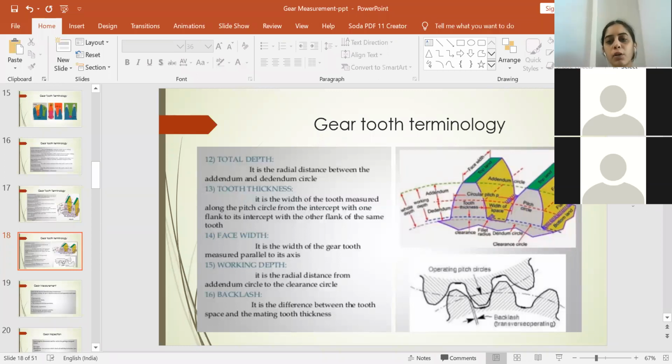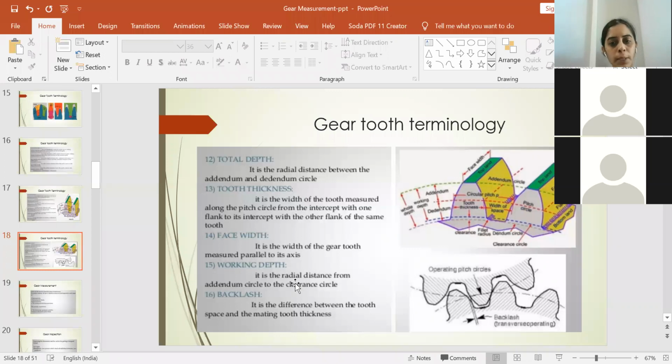Similarly, you have to measure the face width. So this is the face. The part of the tooth above the pitch circle is our face. So you have to measure what is the face width. So this entire part of the tooth is called as our face width. So it is the width of the gear tooth measured parallel to the axis. So this distance also will be measured. Okay, so this part is called as our face width.